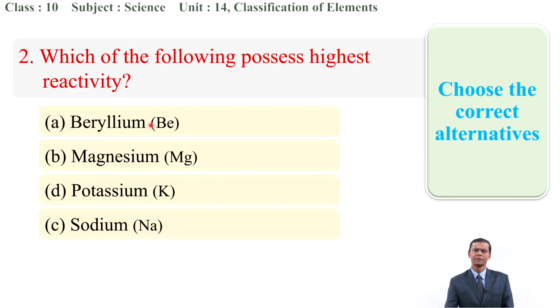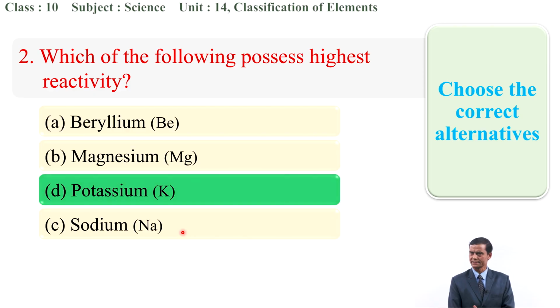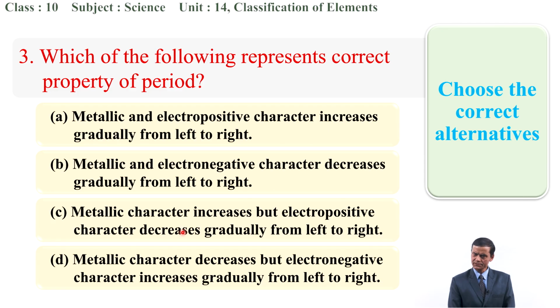So out of them, which of the following possesses highest reactivity? What is the valency of potassium? 1. Valency of sodium? 1. But beryllium and magnesium, they have valency 2. Elements with valency 1 are more reactive than valency 2. So out of them, potassium and sodium, which is more reactive? Sure, potassium is highly reactive. It should be the correct answer. Okay. Now let's discuss question number 3.